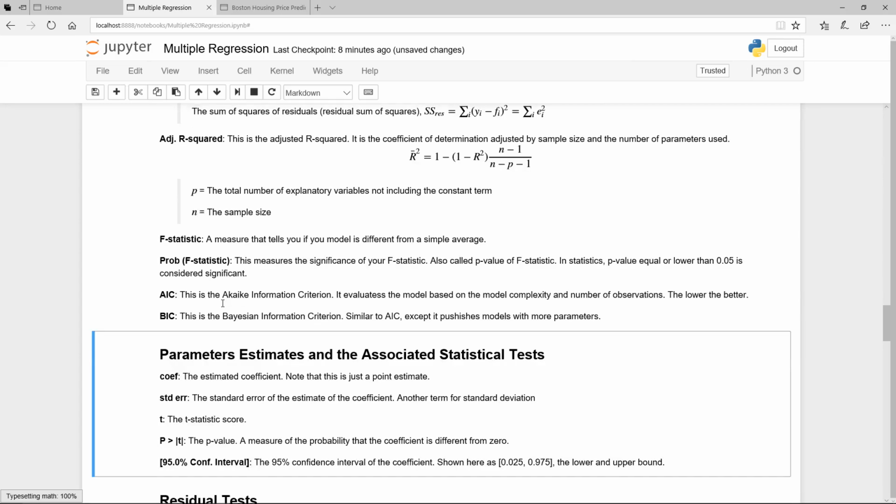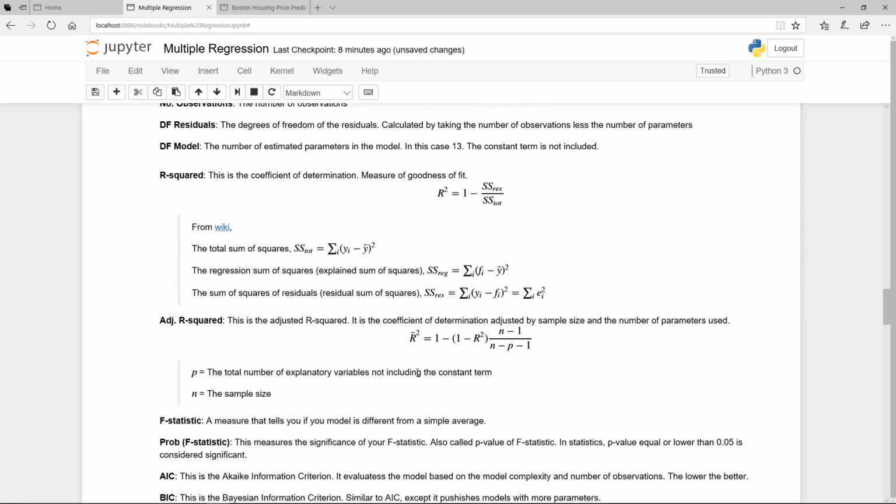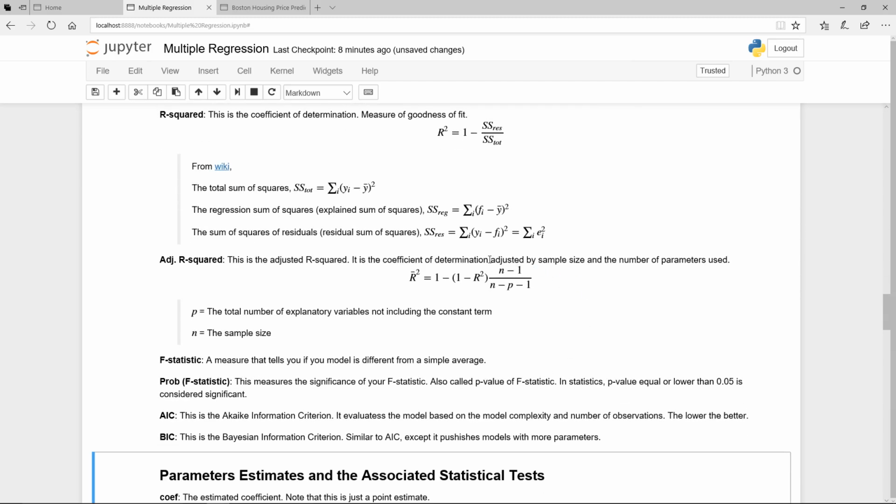I haven't mentioned that earlier in our previous lessons, because typically adjusted R-squared is only used in multiple regression, not in linear regression. The adjusted R-squared makes an adjustment based on the sample size and the number of parameters used. When you add more parameters into a model, typically the R-squared will go up, because in some way, shape or form, the variability is explained by the additional parameters that you put in.